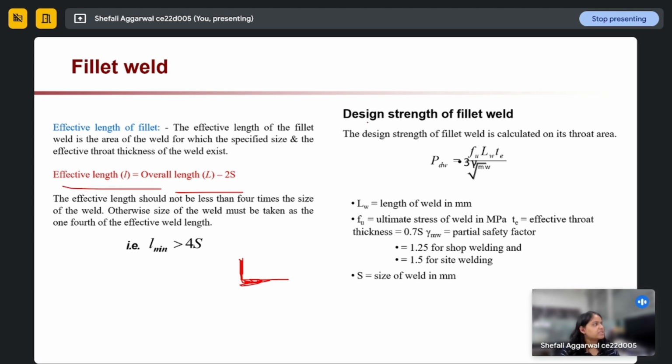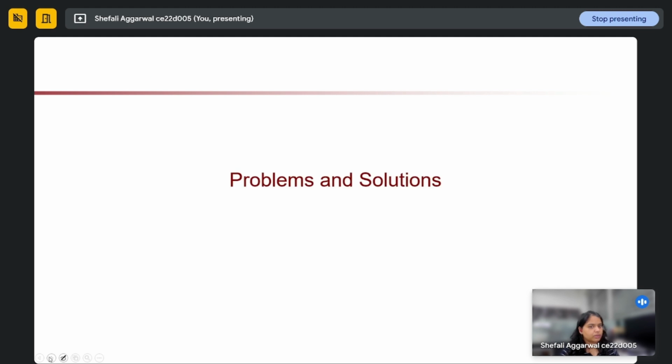Okay. Next is the strength of fillet weld. These two terms will be coming here. P is gamma mw. fu will be the ultimate stress, Lw is the length of weld and t is the thickness, and gamma m and w are different constants which we will be using further. So this is what you might have studied in the previous week.